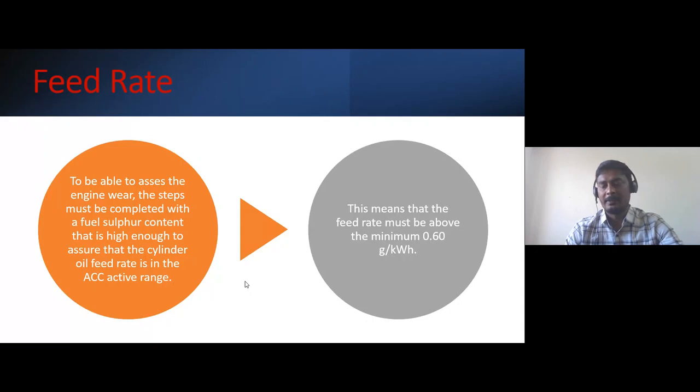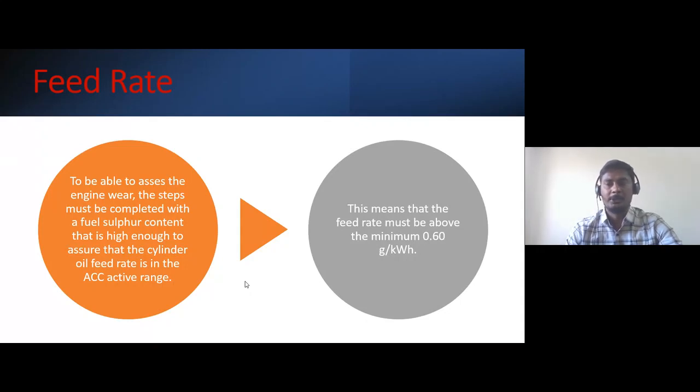So what is the feed rate? The feed rate is the most important thing in any ship, any two-stroke marine engine. Once you fix the feed rate, it helps control wear. Engine wear steps must be completed with a fuel sulfur content high enough for the cylinder oil feed rate. This means your feed rate must be above the minimum of 0.6.